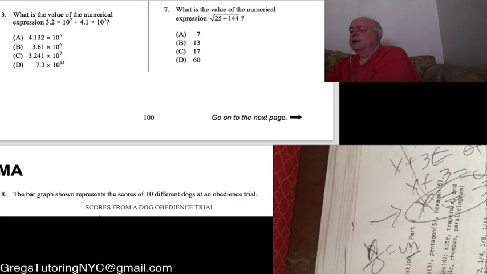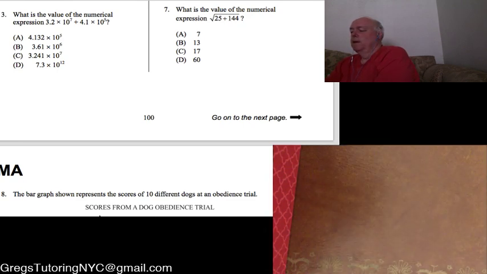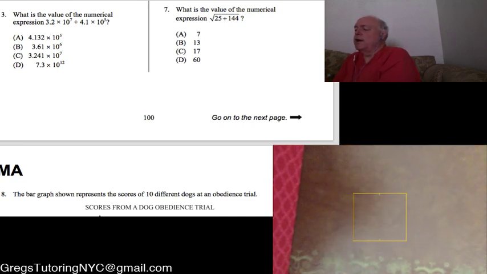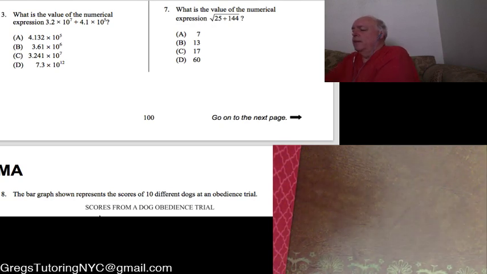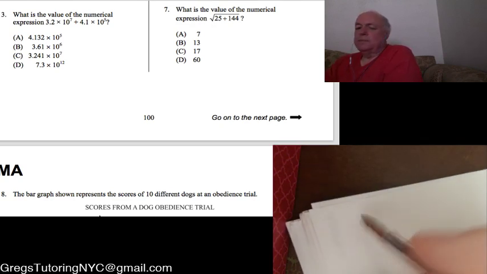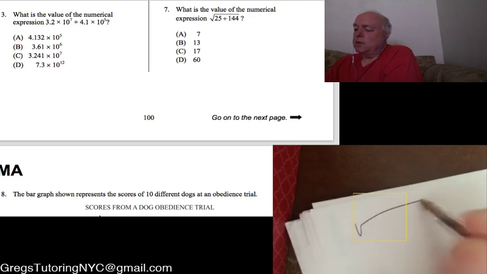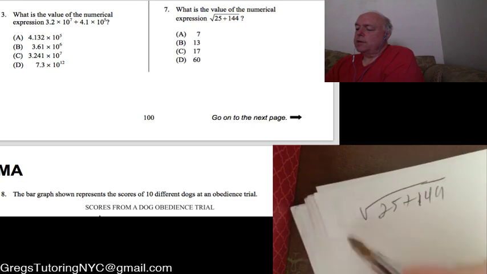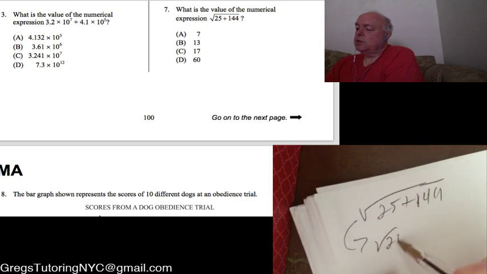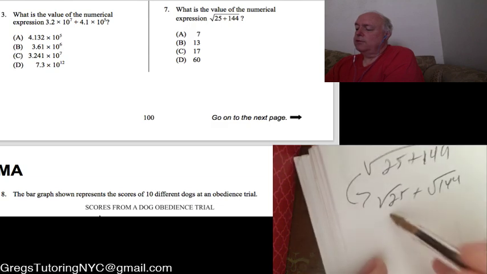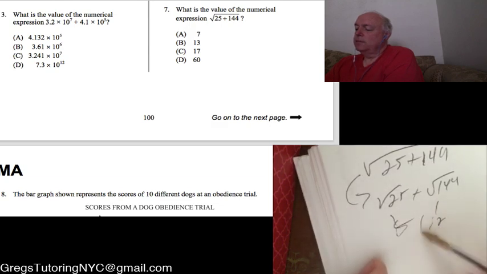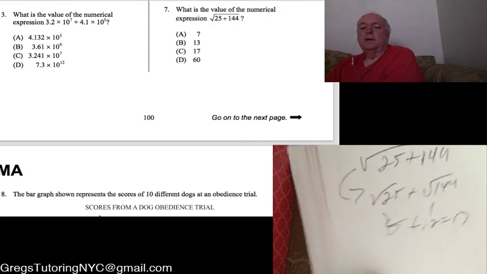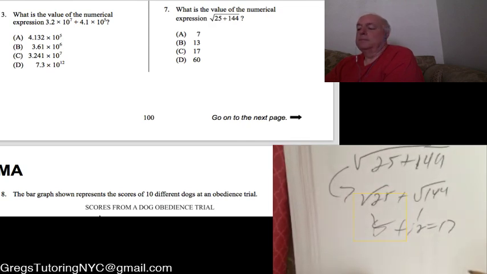Leo gave C. So here's the quandary with 7. Let me show you the wrong answer. So we have the square root of 25 plus 144. Some kids are going to make this into the square root of 25 plus the square root of 144, and they're going to get 5 plus 12 equals 17. That's wrong. So C is wrong.